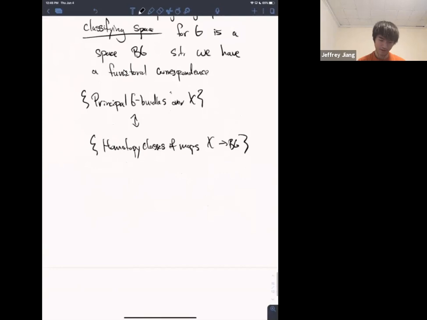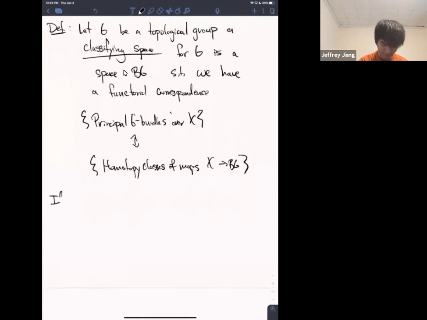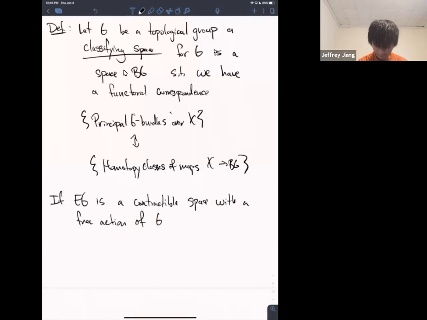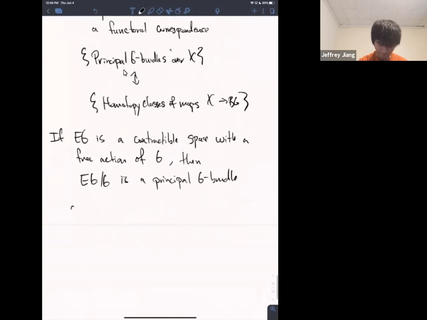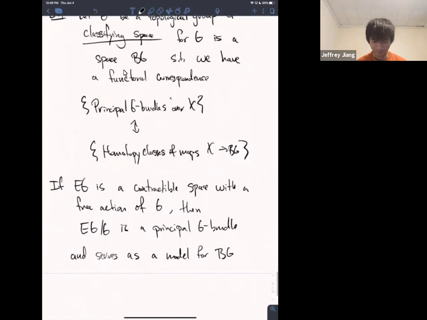The usual construction of BG is as follows. If EG is a contractible space with a free action of G, then EG mod G serves as what I'll call a model for BG. The space BG is only well defined up to homotopy equivalence, so if I specifically make a space, I'm going to call it a model for BG.